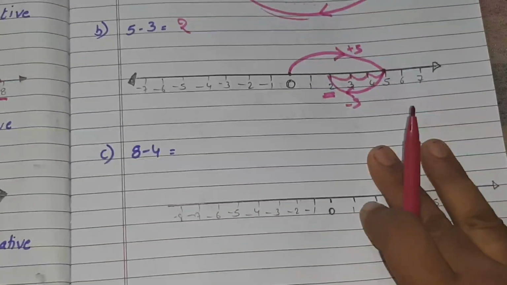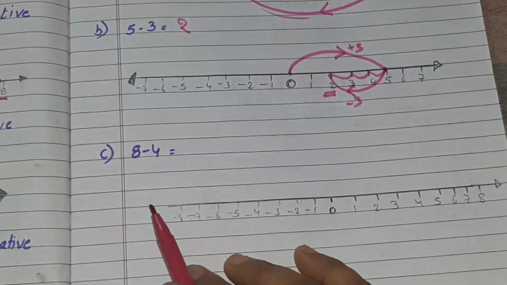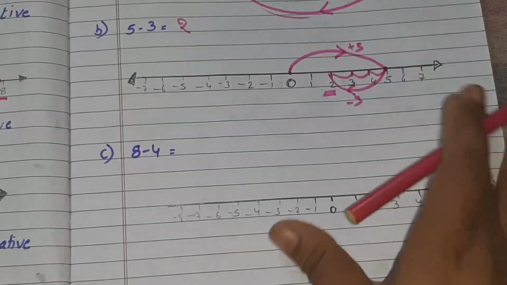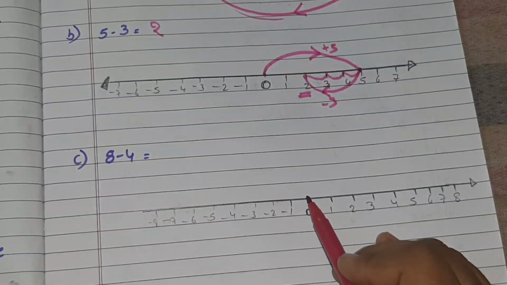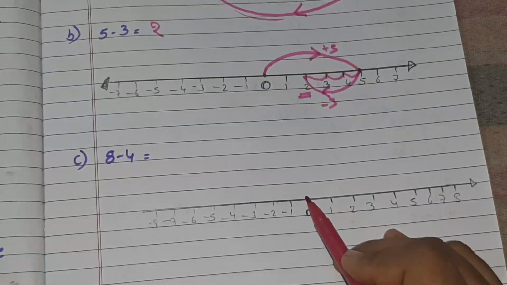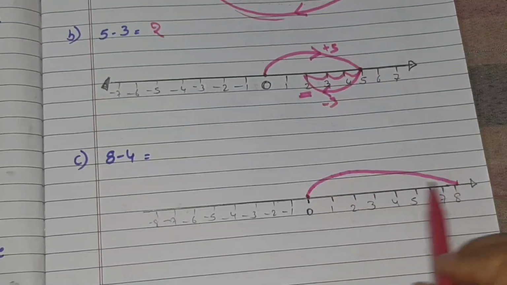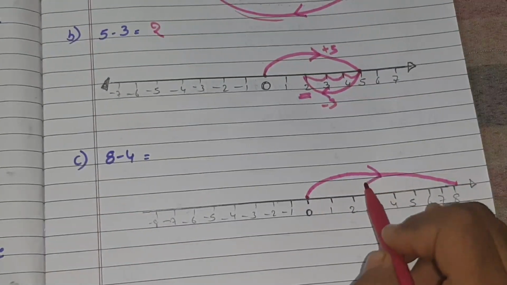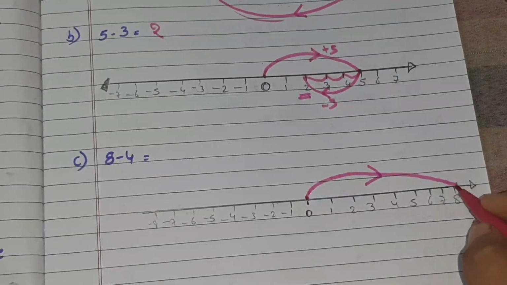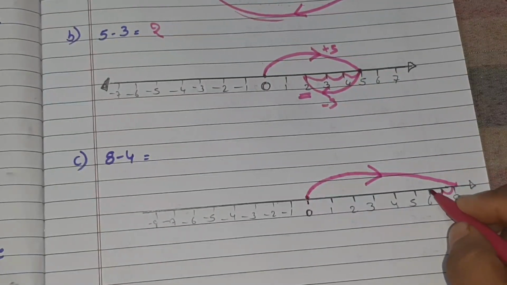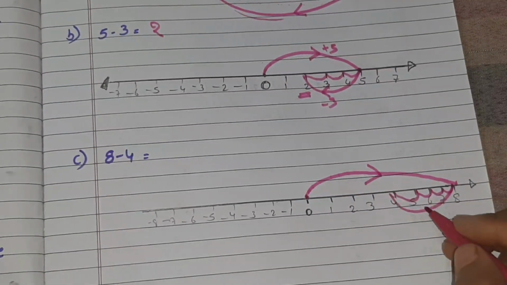Now one more question I am going to show you here. 8 minus 4. This is also a simple one, and you can also do it in this way. 8 minus 4 means 8 is positive, so we will go towards the positive side. 0 to 8 we will move. Then we have to subtract 4, so we count 1, 2, 3 and 4. So where will I go? We will go directly to 4.